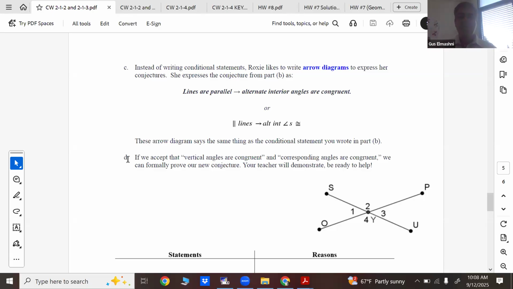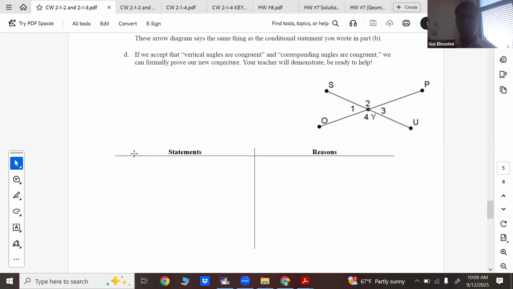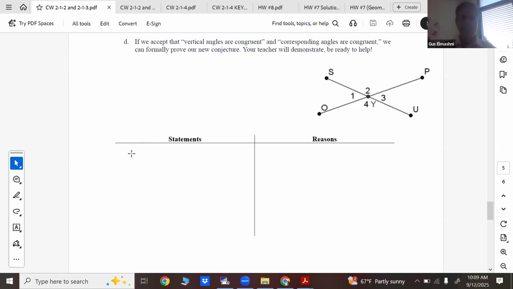So if we look at part D, we accept that vertical angles are congruent, corresponding angles are congruent. We accept that now for part D. So let's formally prove this statement up above. Now this diagram, I'm not sure why it's there. That's kind of confusing. I'm going to recreate the diagram on the previous page and show you how to write a proof.